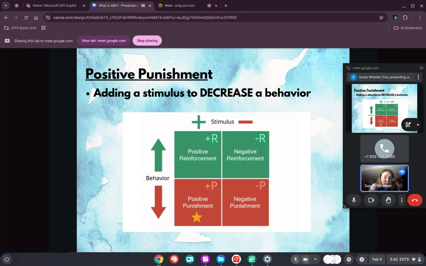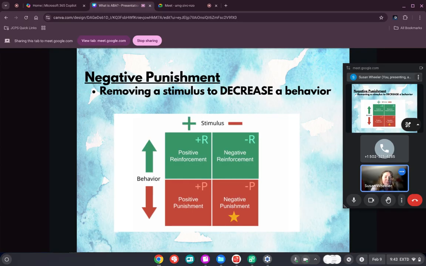There's also punishment with ABA, but we try and use all reinforcement strategies before doing punishment. Positive punishment is adding a stimulus to decrease a behavior. Negative punishment is removing a stimulus to decrease a behavior.